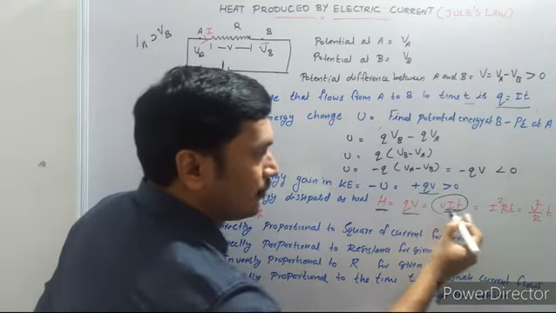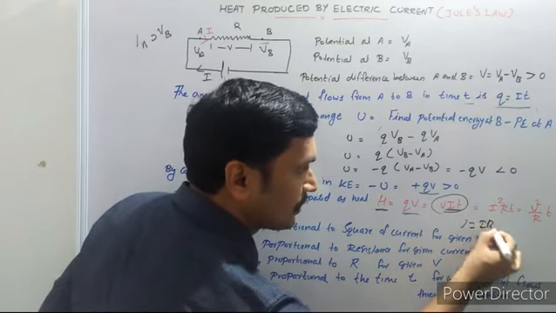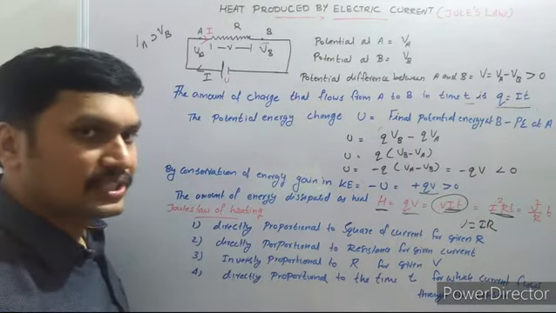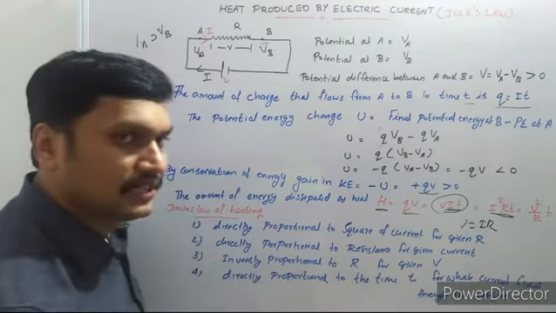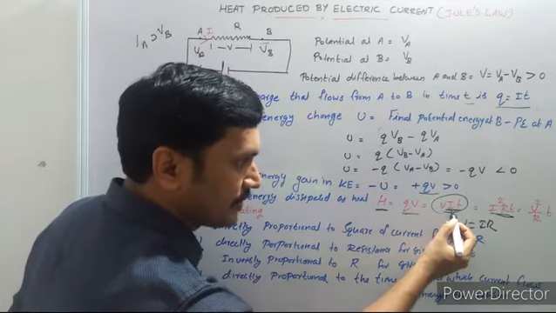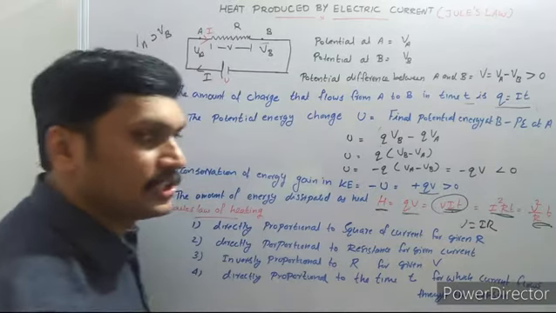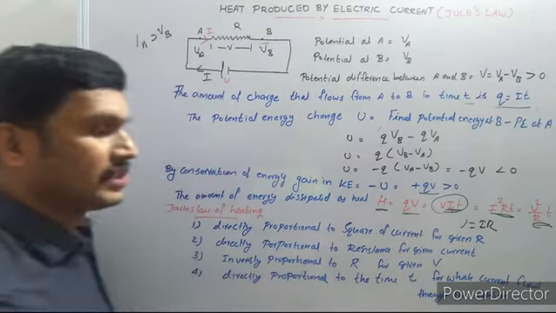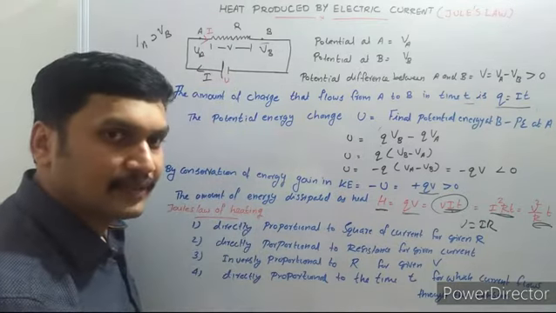And if we substitute V is equal to I into R, it becomes I square R into T. I square R into T is another expression for the heat energy. Heat is equal to I square R into T. And if we write I is equal to V by R in this equation, we get another equation, V square by R into T. All are expressions for the heat energy produced in a conductor when a current I passes through the conductor.